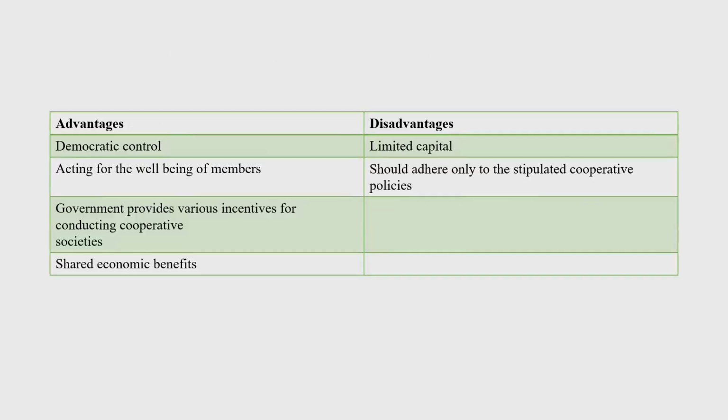Now let's discuss the advantages and disadvantages. Advantages: democratic control, focusing on the members' well being, government incentives, and shared economic benefits. Profit is shared among the members. Disadvantages: limited capital. Cooperative societies rely on the members' subscriptions, so it is difficult to raise capital, and they should work according to the cooperative policies.